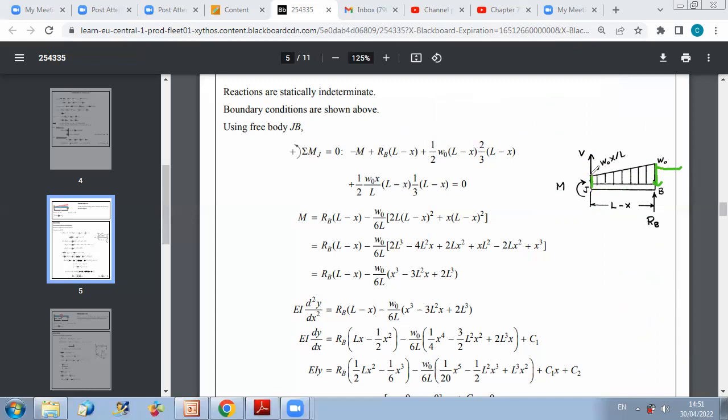And now I have a trapezoid here. When I have a trapezoid, the best approach would be to divide it into a triangle and a rectangle. So I divide it into two parts. And then I say that I can replace my distributed load by two forces. One, so let me do a bigger figure. So this distance is L minus x.